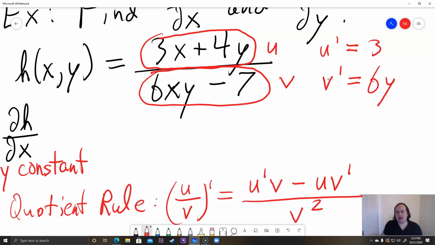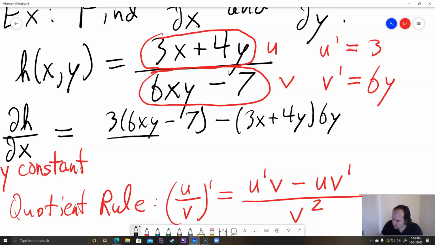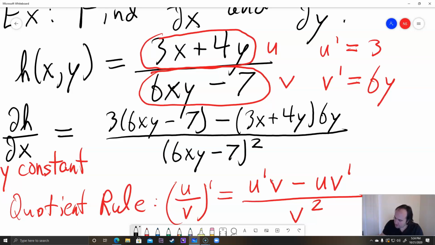Okay, so now we have our u, we have our v, we have our u prime and our v prime. So now we're ready to plug everything in to the quotient rule. So partial h, partial x is going to be u prime v. So that's going to be 3 times the quantity 6xy minus 7, minus uv prime, so that's going to be minus the quantity 3x plus 4y times 6y, because v prime is 6y. And then this is all over v squared. So that's going to be all over the quantity 6xy minus 7 squared.